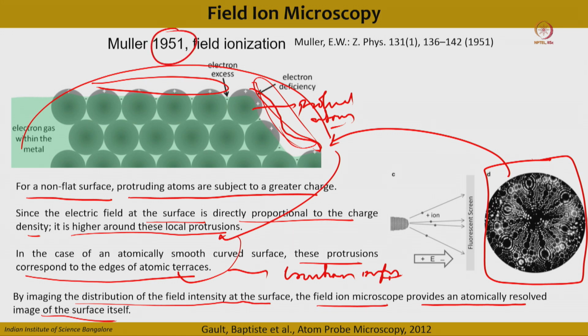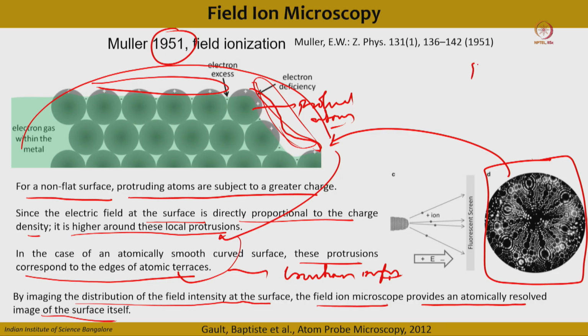So with this I will end the second class here. I have given you a brief overview from the field emission electron microscope towards field ion microscopy. In the next class we will discuss the basic physics related to field ionization, which is very important to understand the electric field distribution across the atom tip or the needle specimen.